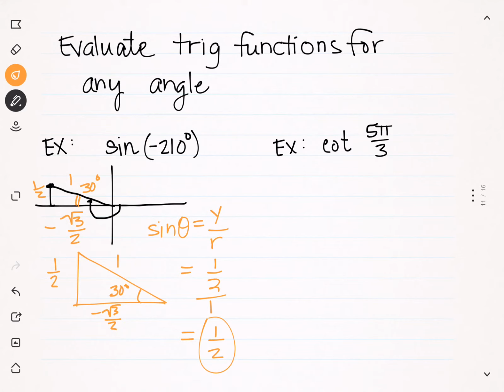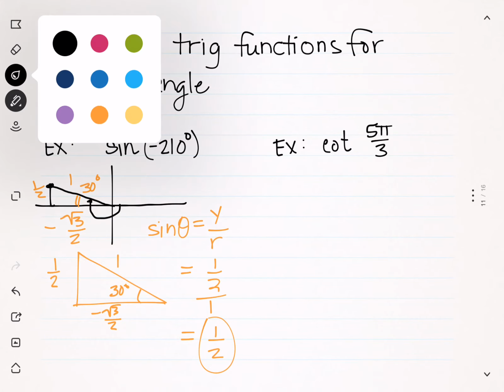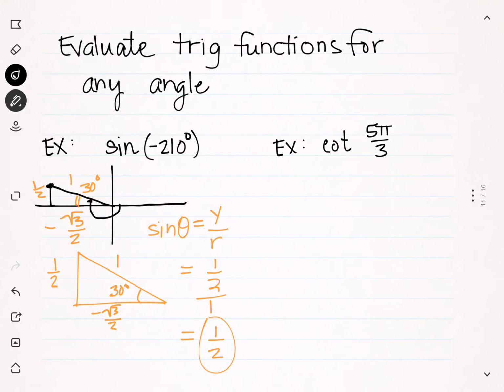Let's try the cotangent of 5 pi over 3. What we're going to do here is draw the angle in standard position. I know that pi over 3 equals 60 degrees, so 5 times 60 is going to be 300. That puts us into quadrant 4 here.